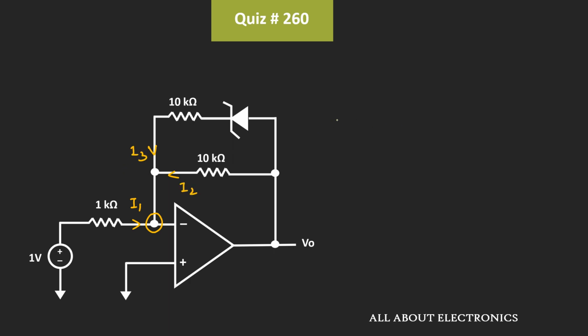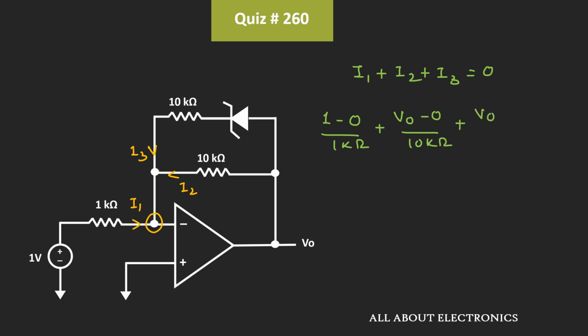If we apply the KCL, then we can write current I1 plus I2 plus I3 is equal to 0. Here I1 is equal to 1 minus 0 divided by 1 kilo ohm, because as I said, this node over here will act as a virtual ground. So I1 is equal to 1 divided by 1 kilo ohm. Similarly, this current I2 is equal to Vout minus 0 divided by 10 kilo ohm, while this current I3 is equal to Vout plus 3.2 volt minus 0 divided by 10 kilo ohm.